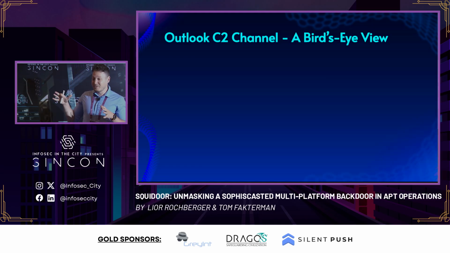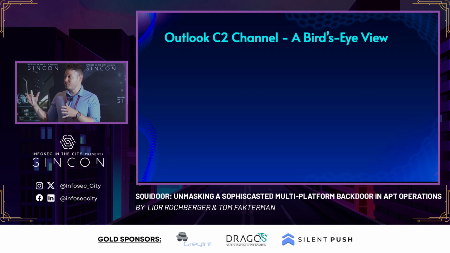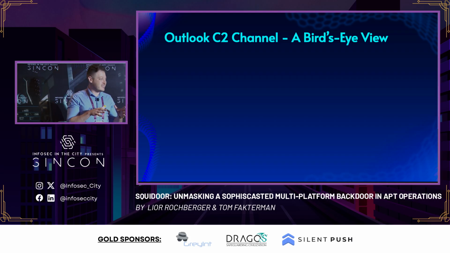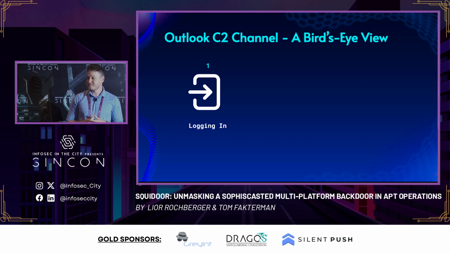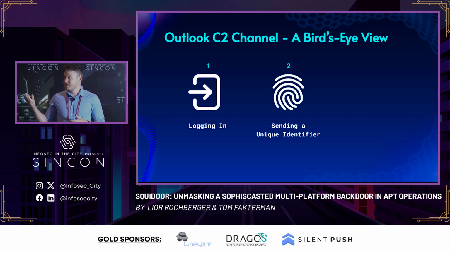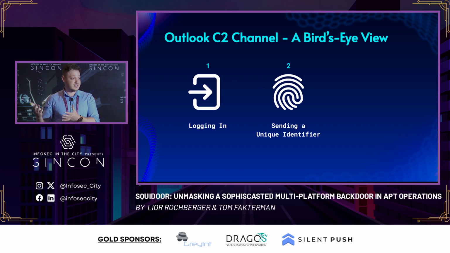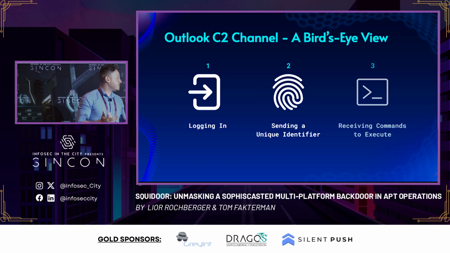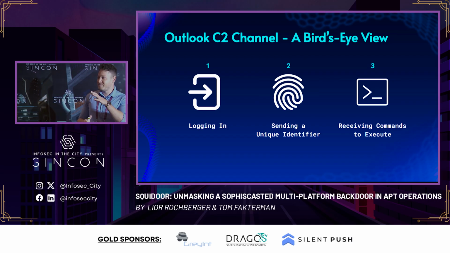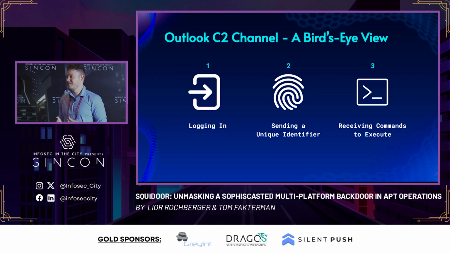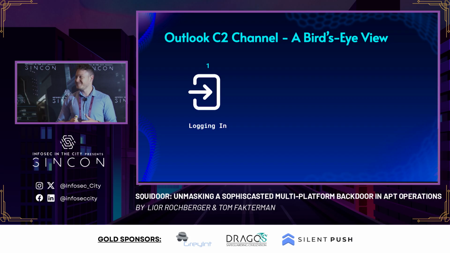So I want to explore how the attackers are able to abuse Outlook in order to send and receive commands for Squidoor. And this process is a bit complicated, so we divided it into 3 main stages. In the first stage, Squidoor will need to log in into the Microsoft Identity Platform. In the second stage, Squidoor will send a unique identifier to the attackers. And in the last stage, Squidoor will receive commands to execute. So now let's deep dive and explore how each stage works. Of course, we start with the first one.